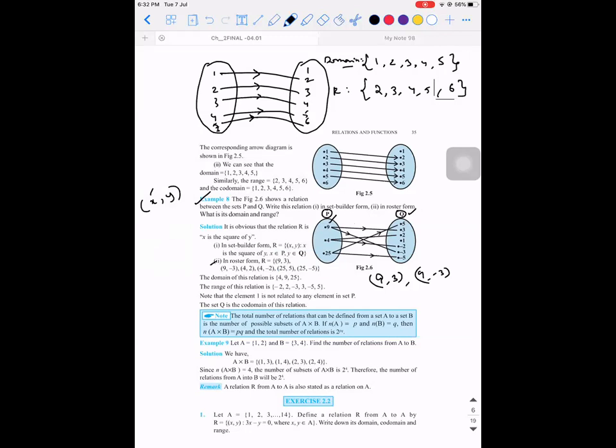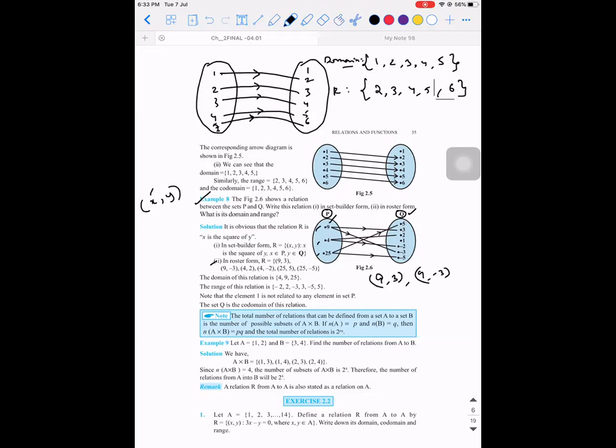So how do you write it in the roster form? 9 comma 3, 9 comma minus 3. Similarly, 4 comma 2, 4 comma minus 2, 25 comma 5 and 25 comma minus 5. And what are they asking? What is the domain and range? What is the domain? Domain is 9, 4, 25. Range? 5, 2, 3, and 5.